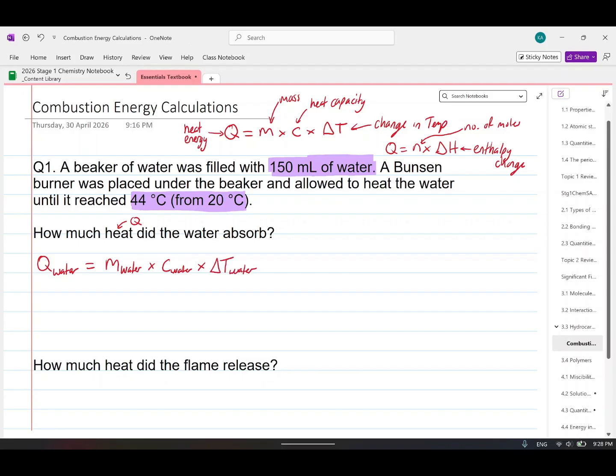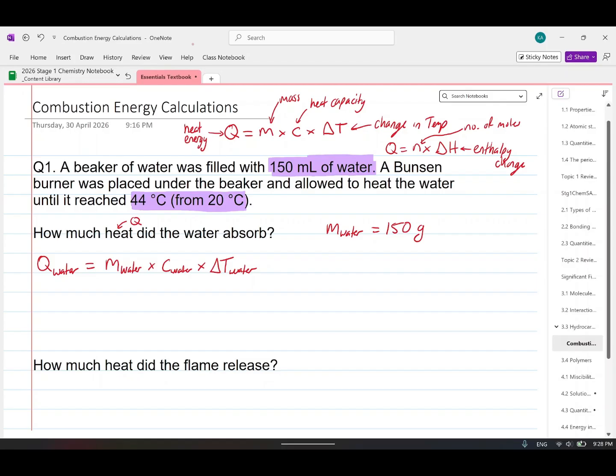Now I'll just go over here and start quantifying those values. So the mass of water, while we're not explicitly given the mass of water, we do use the fact that we know that every milliliter of water weighs close enough to 1 gram that it doesn't really matter. So that means our mass of water is actually 150 grams. 150 mils is 150 grams.